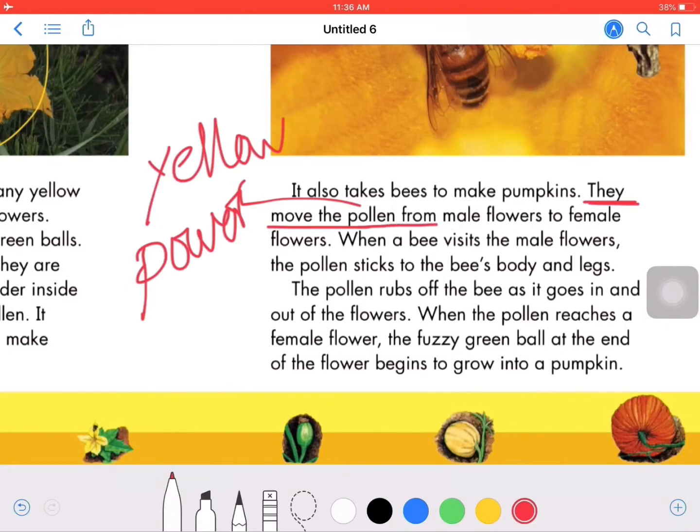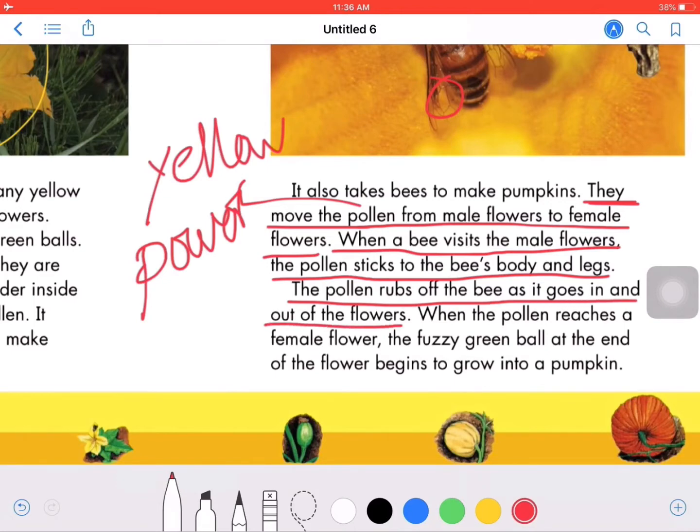Move the pollen from male flowers to female flowers. When a bee visits the male flowers, the pollen sticks to the bee's body and legs. So here on the body of the bee, what sticks? Yes, excellent. The yellow powder, or we call it pollen. The pollen rubs off the bee as it goes in and out of the flowers. So now what will happen? The bee will fly to another flower, right? Then this is the way that the powder moves or transfers from the male to the female flower.